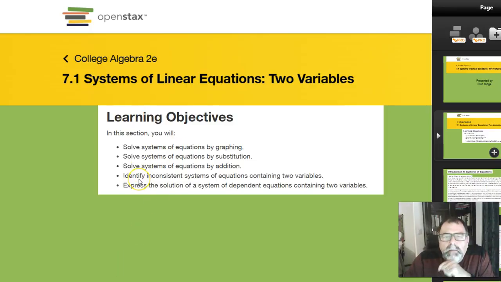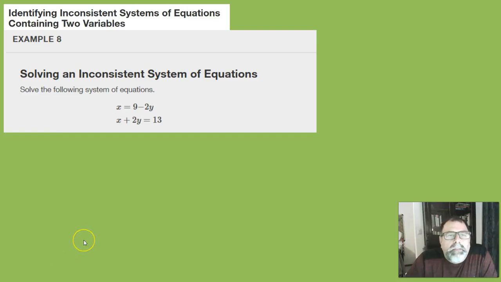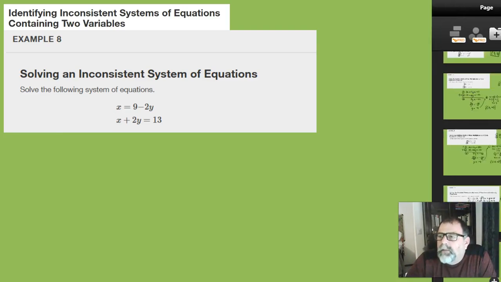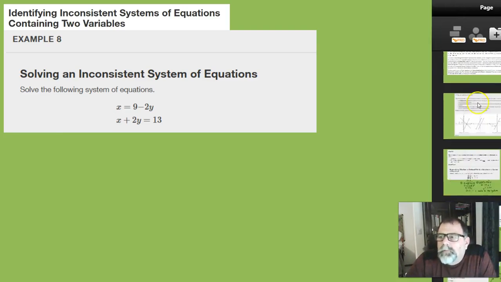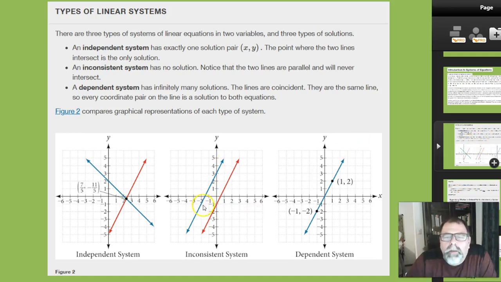Okay, next learning objective: identify inconsistent systems of equations containing two variables. Okay, so we know that inconsistent systems are parallel lines. Let's go back to that. One way we could do it, if we were to graph these and you got parallel lines, it's going to be inconsistent, right? Parallel lines have the same slope and different y-intercepts. So if you had both equations in slope-intercept form, with the same slope and different y-intercepts, it's going to have no solution. That's one way.